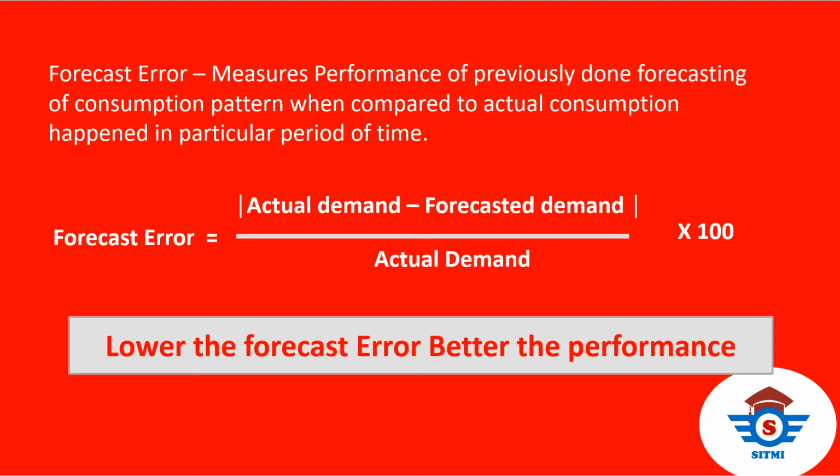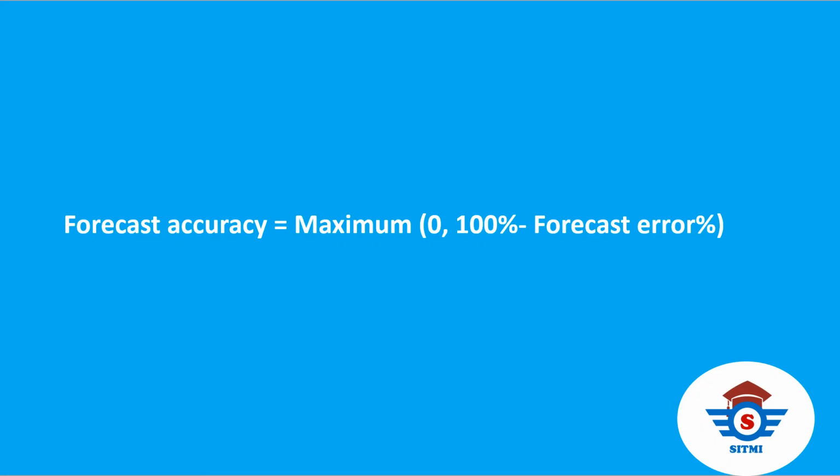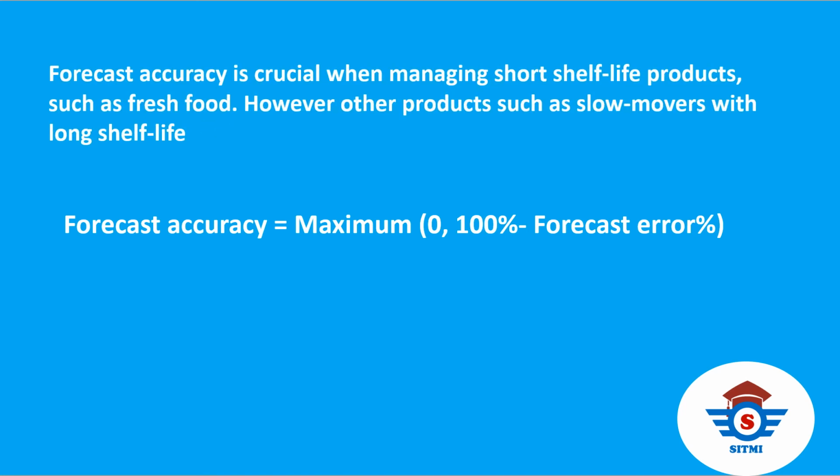the forecasting team. The next metric, on the other side, is forecast accuracy. The demand planning team measures forecast accuracy because it is one of the key performance metrics, and it is crucial when managing short shelf life products such as fresh foods. However, other products such as slow movers with long shelf life are also concerned with forecast accuracy.